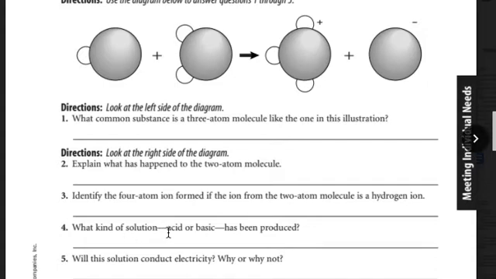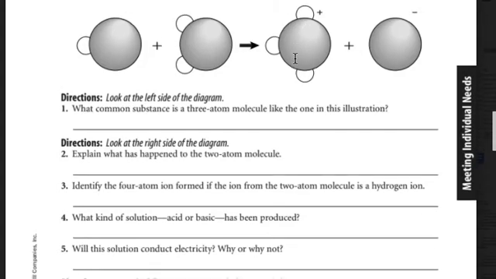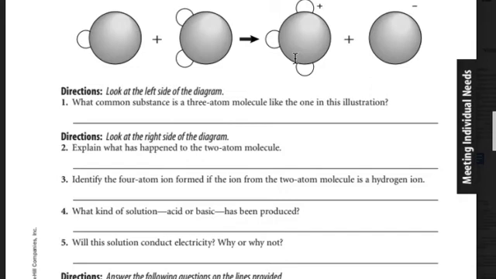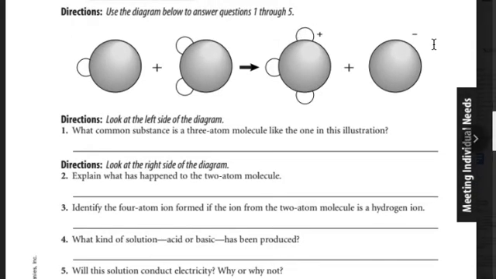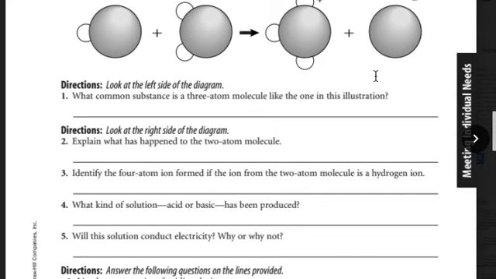Number 4, what kind of solution, acidic or basic, has been produced? Well, if you've got hydronium ions, we know that those are from acids, so this would be an acidic solution. Number 5, will this solution conduct electricity? Why or why not? Is there a potential for positive and negative charges here? Yep, you've got positive and negative charges, therefore electricity can move through them.